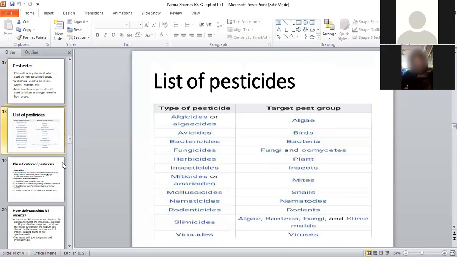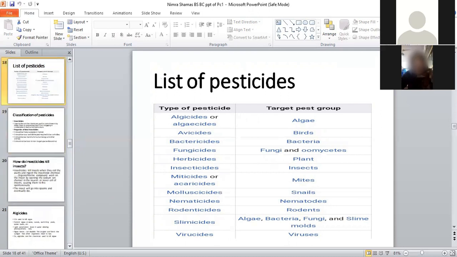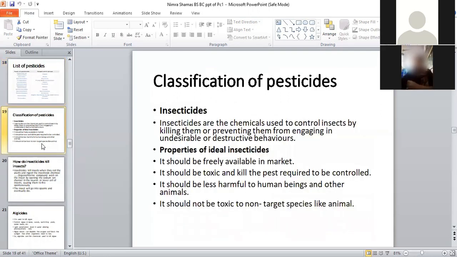Next slide. List of pesticides. There are many pesticides shown here, like the algaecide, avicide, bactericide, fungicide and herbicide to kill algae, bacteria and so on. Okay, there is a specific name to kill each of these. Slimicides are used to kill slimes, and molluscicides are used to kill molluscs. So these are the list of pesticides that are used to kill specific pests. Next slide. We discussed some pesticides here.